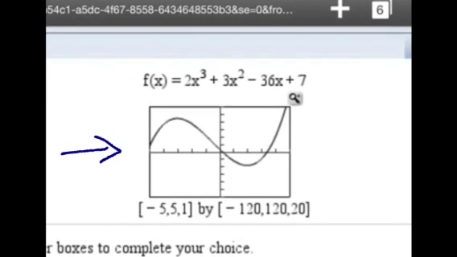And the relative maximum is the point at which the graph changes from increasing to decreasing. So the very maximum, the very largest y value on the graph that we see is right here. But that's not a relative maximum because the graph didn't change from increasing to decreasing there. That just happens to be the highest point on the part of the graph that we're looking at. So our relative maximum is actually right here.